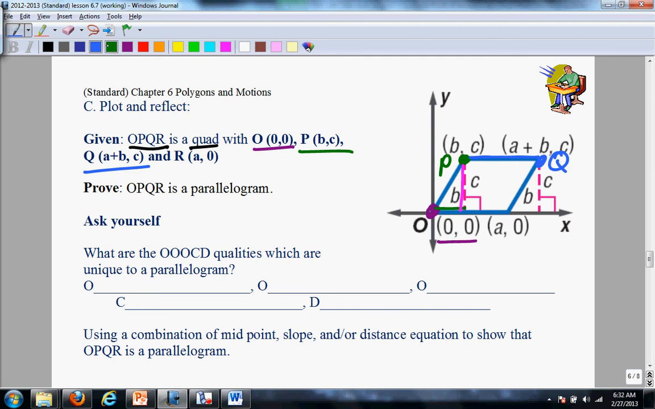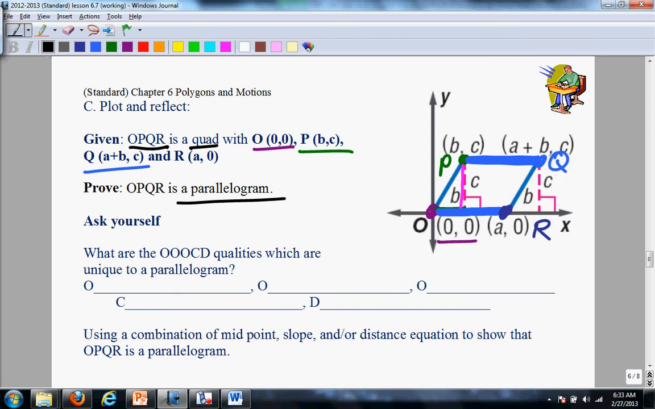And then you have R sitting at the distance, whatever A was, and A's up here. This is the length A. We don't know what the units are, but it's A. They have to be the same. And so that means R, right here, is at A, 0. Now, using these lettered coordinates, we need to prove that OPQR is a parallelogram.